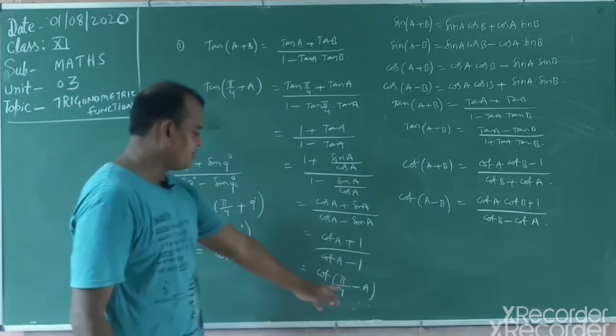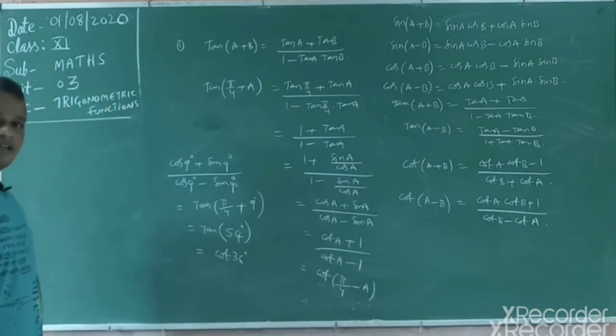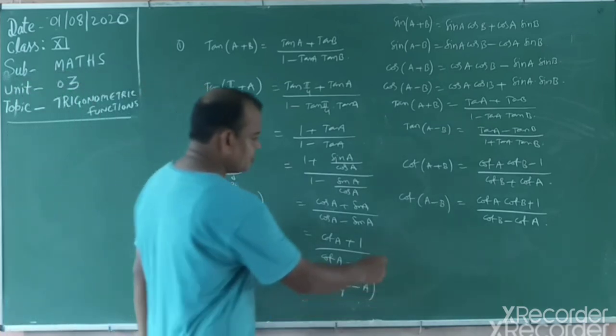Here write down 45 minus 9. 45 minus 9 how much? That equals 36, cot 36 degrees. Understood? Now, what are the other formulas?